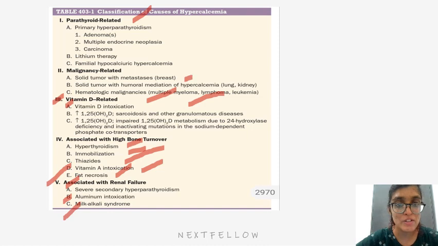Malignancy related, especially solid tumors of breast, solid tumors with humoral mediation of hypercalcemia, that is lung and kidney, and hematologic malignancies like multiple myeloma, lymphoma, and leukemia. Now, very common, that is parathyroid related, that can be primary hyperparathyroidism, it can be adenoma, that is MEN syndrome, or it can be carcinoma. Lithium therapy, and FHH, that is familial hypocalciuric hypercalcemia.